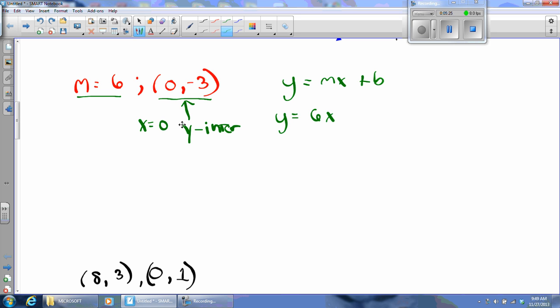And so all I have to do is subtract 3. Why do I subtract 3? Because I don't want to write plus and negative 3. Double signing is a waste of time. It was a negative 3, so I take a 3 at the end. And there you go. This equation has a slope of 6 and passes through the point 0, negative 3. Okay?